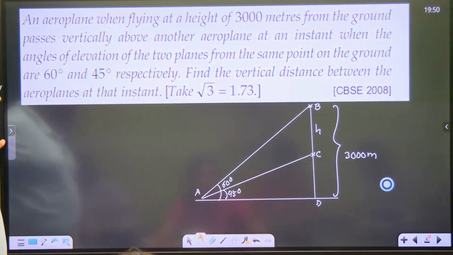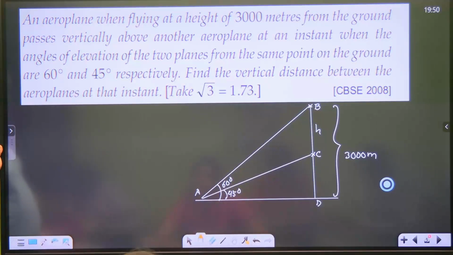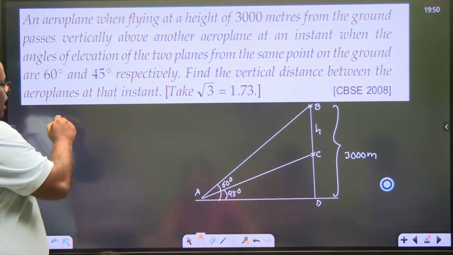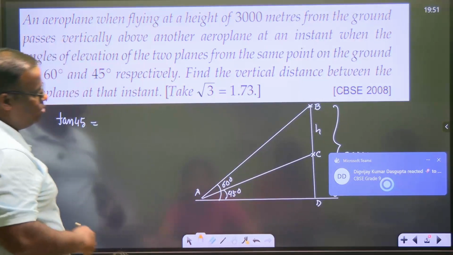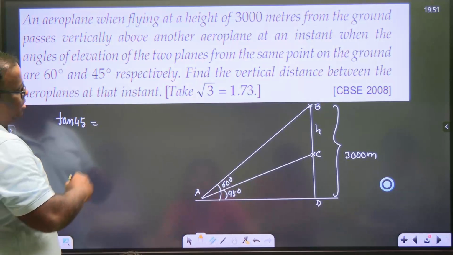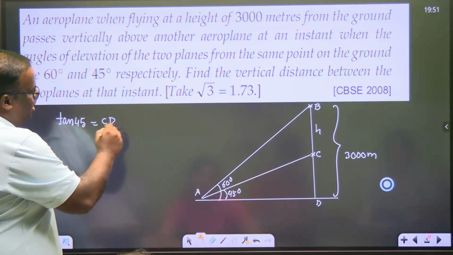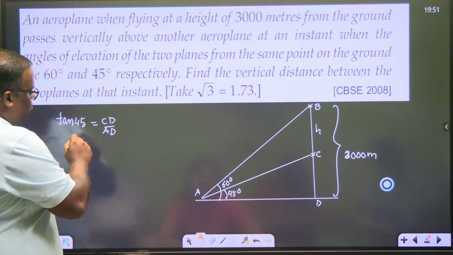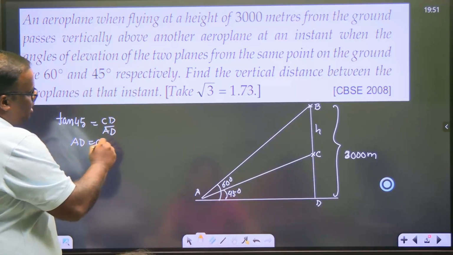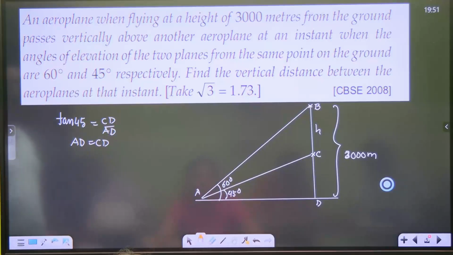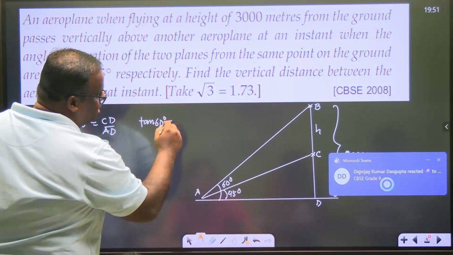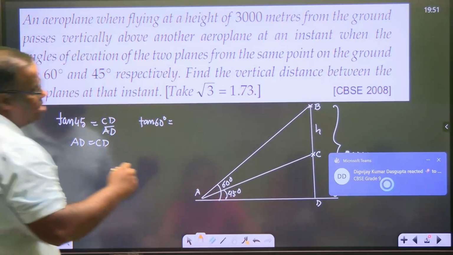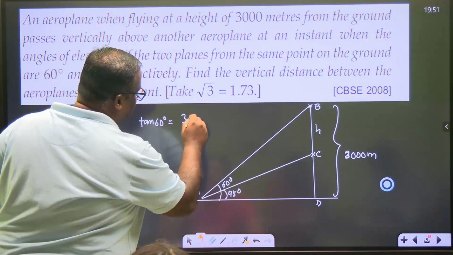So we're going to play with tan now, with AD becoming a common item. Shall we? Tan of 45. Tan 45 is equal to how much? CD by AD, right? So you get AD is equal to CD. Tan 45 is 1. So AD is equal to CD. The next one that we will take up is tan of 60. Tan 45 makes your life easy. Tan 60 will be how much?